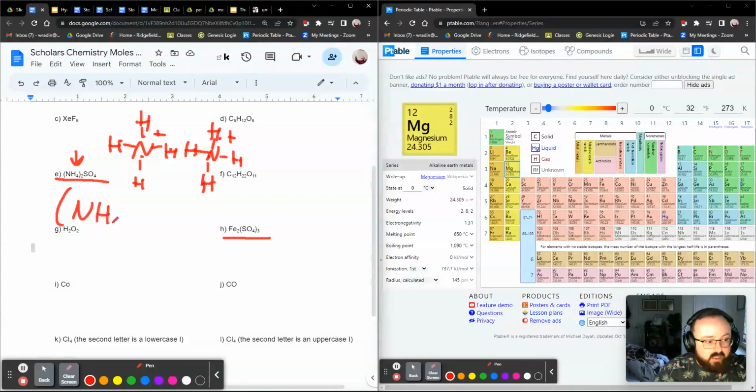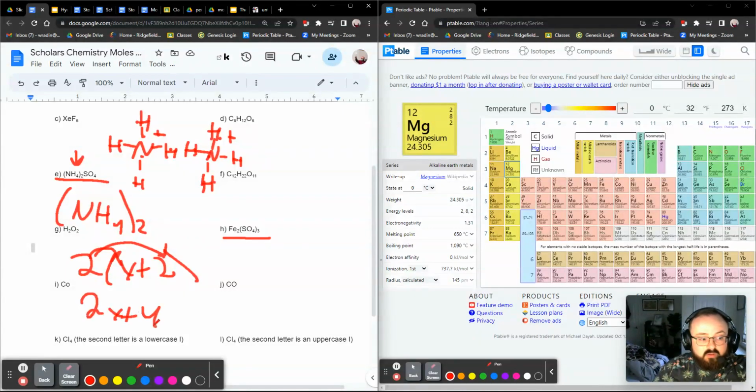Because (NH4)2. When you have parentheses outside of something, like let's say you had 2(x plus 2), what do you always do here? You distribute it. It's just like algebra. 2x plus 4, you distribute it. So my subscript of my nitrogen is 1. So 2 times 1 equals 2 nitrogens. And 2 times 4 equals 8 hydrogens.